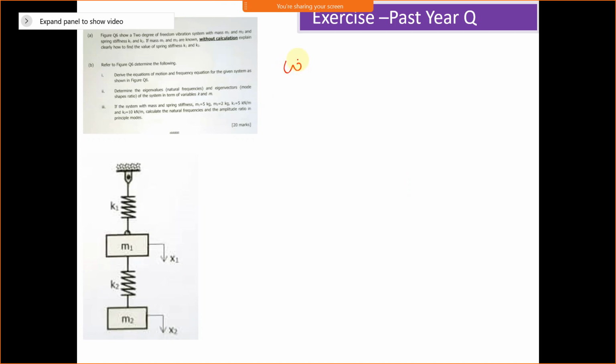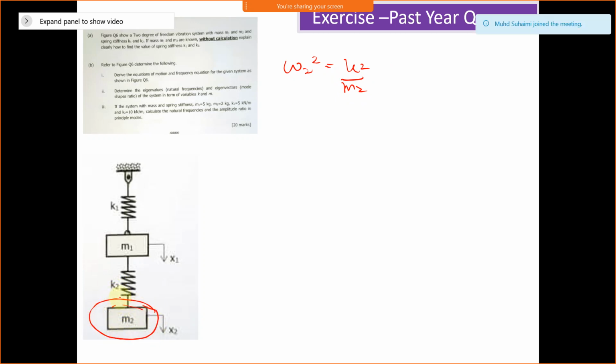So we know that we have omega 2. Let's say omega 2 equals to K2 over M2 kan. Kita start dekat sini dulu, because dekat sini dia hanya ada satu force sahaja yang acting dekat mass tu, which is K2. Tapi untuk M1 ni dia ada dua, so jadi complicated sikit. So kita start with omega 2, then omega 2 will be K2 over M2.